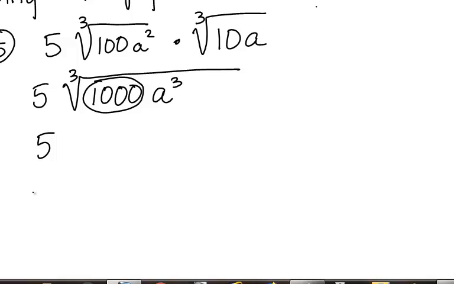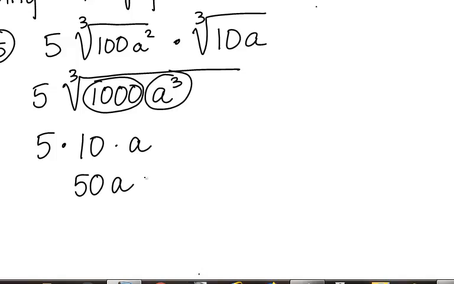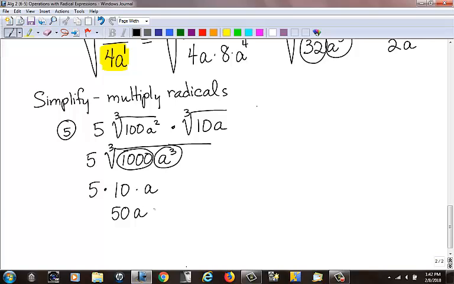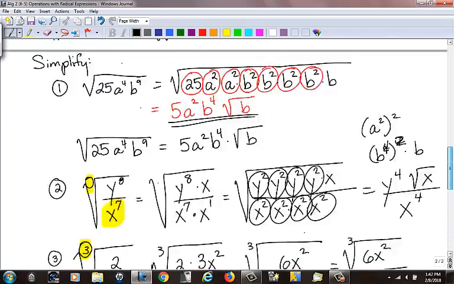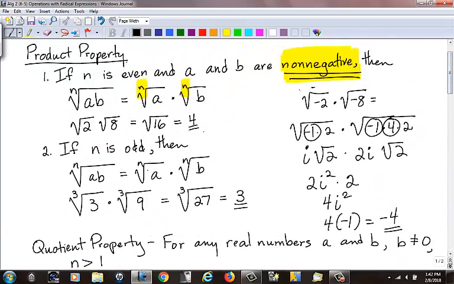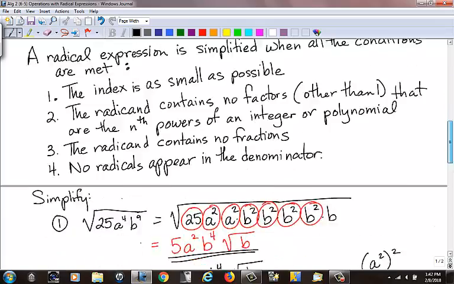Cube root of 1,000, 10. Cube root of a cubed, a. And when you take them out, you multiply them. So 5 times 10, 50, a. There's nothing left inside the radical on that one. Okay? Where you have to be careful on problems like that is, if n is even, those two numbers have to be positive inside. You can't multiply by a negative, so don't let the author catch you on that one.